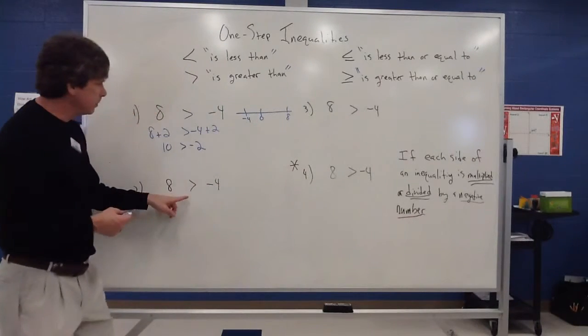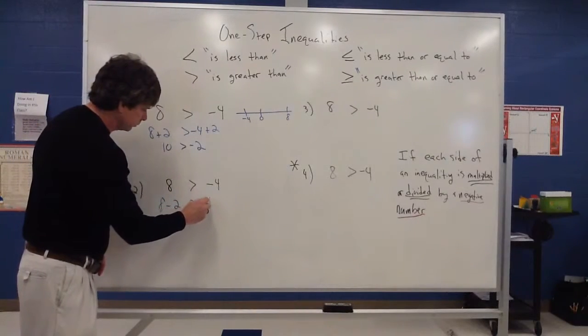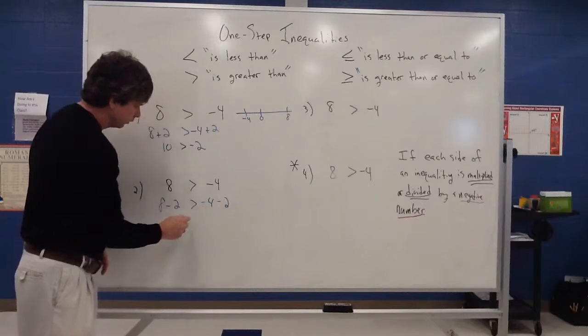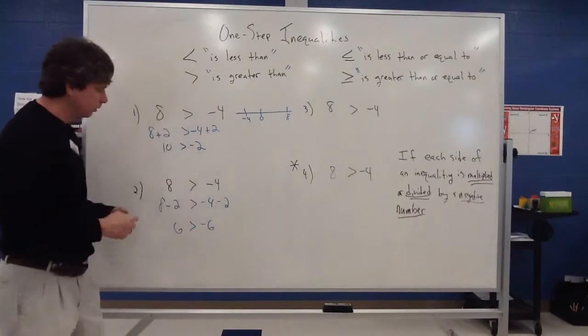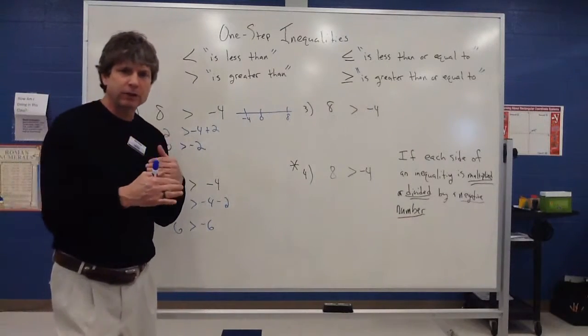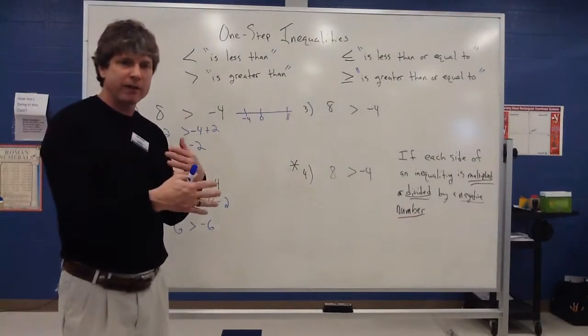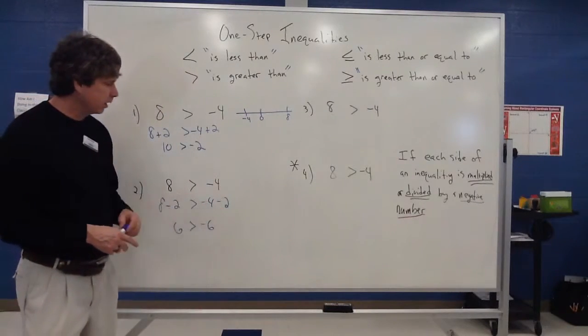Similarly, I have the same inequality. Suppose I subtract 2 on each side. So I have 6 is greater than a negative 6. Is that still a true statement? Yeah. So subtracting the same number on both sides does not affect the truth. It's still going to be a true statement. So we're allowed to subtract the same thing on both sides.